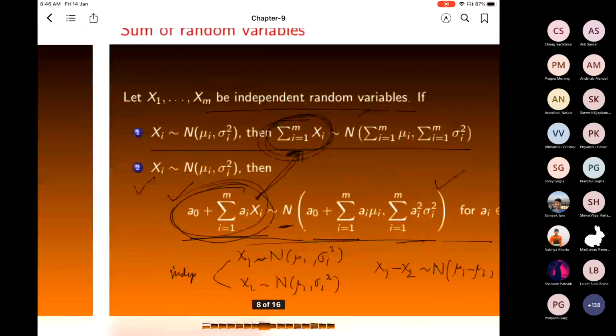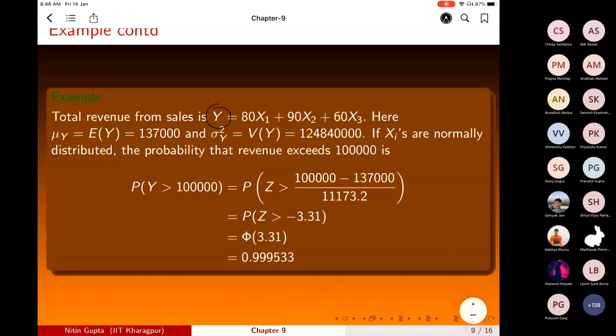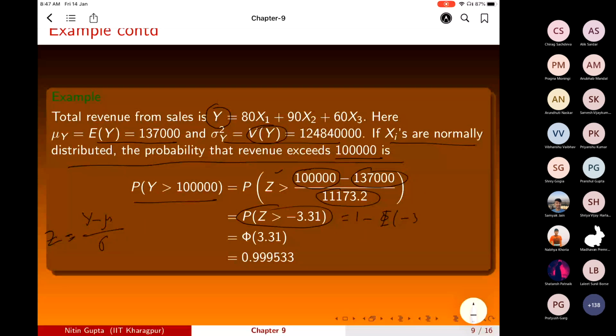Now we have to find the mean of y and the variance. Xi is normally distributed. The probability that the revenue exceeds this value, that is, the probability that y is greater than this value. Therefore we can do the standardization, y minus mu divided by sigma, this will be z. So z is greater than this value minus mean divided by square root of variance. So z is greater than this value. So this will be 1 minus capital phi of minus 3.31.